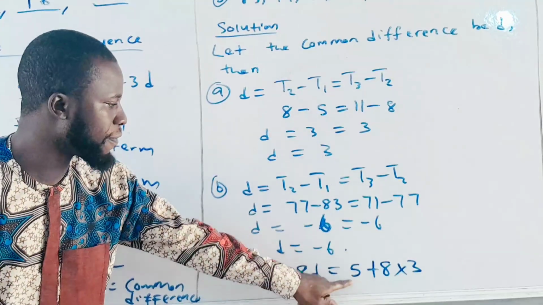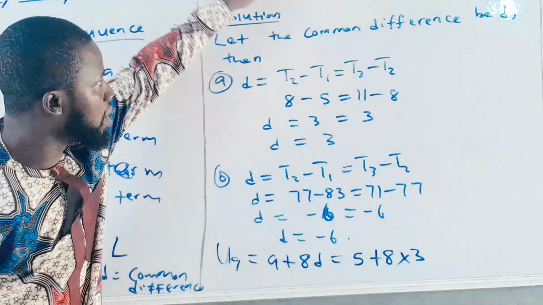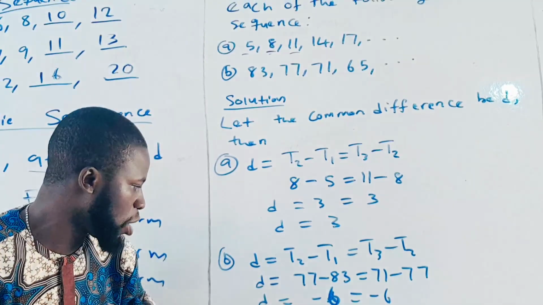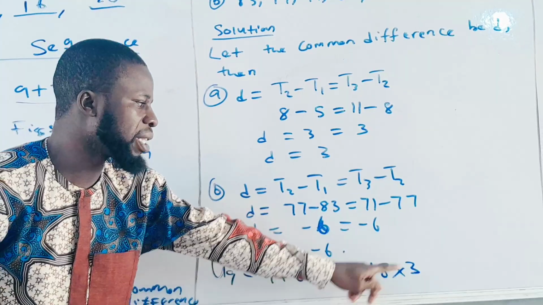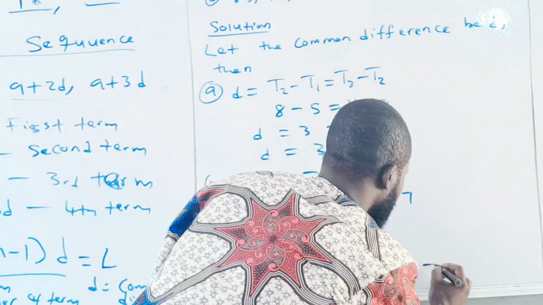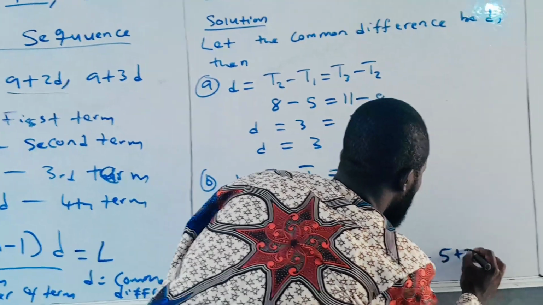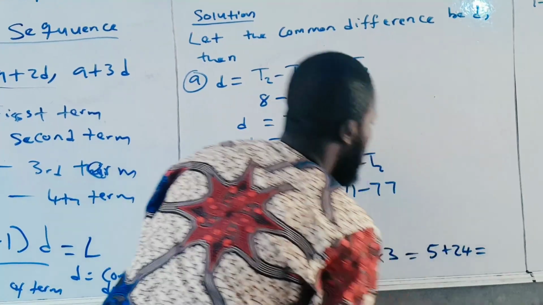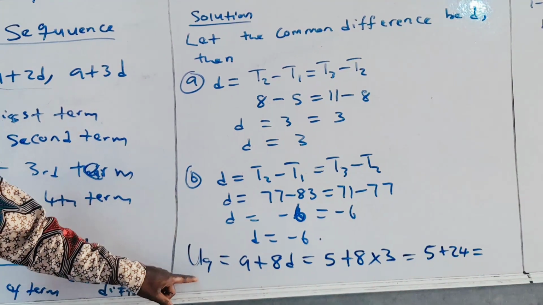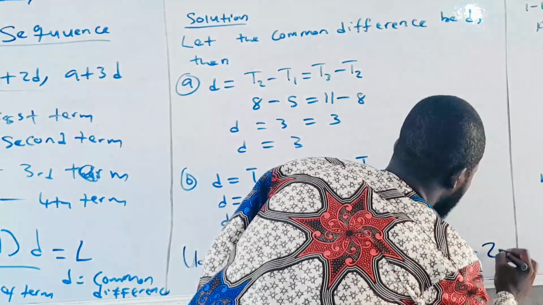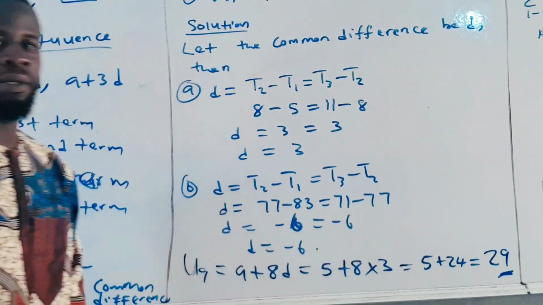So we have 5, the first term, then 8 is n, and your d is 3. So 5 plus 8 times 3 is 24. So let me write it: 5 plus 24, and 5 plus 24 will give you 29. That means the u9 will be 29. So that's just how to do that.